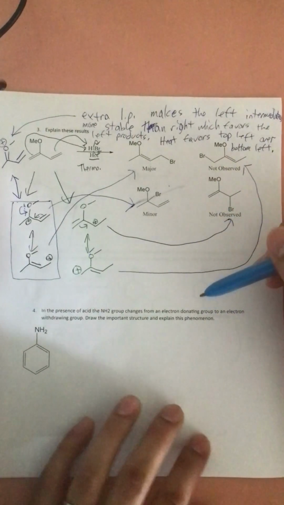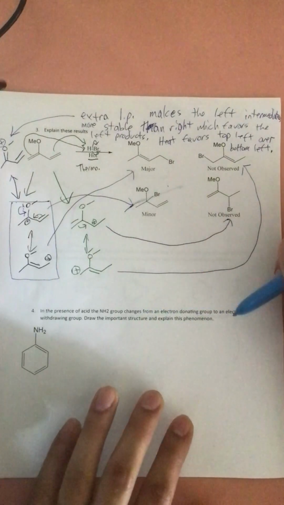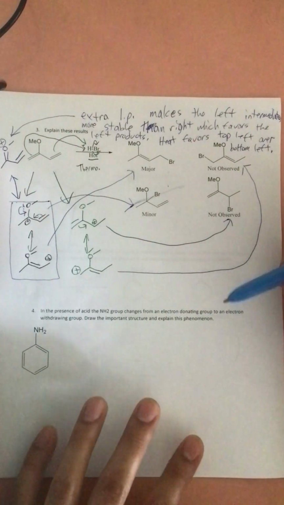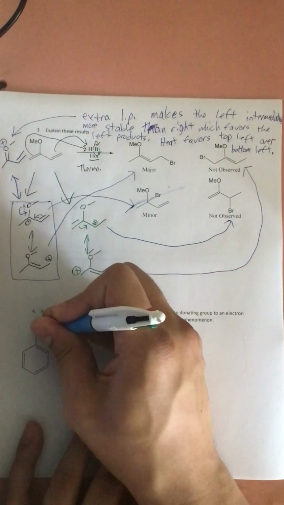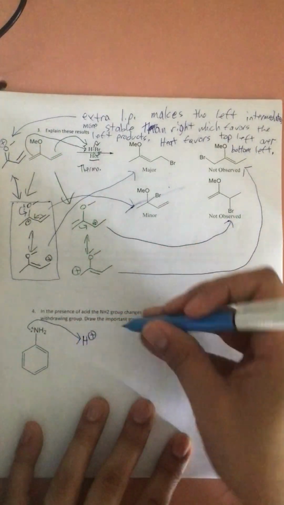So, okay. In the presence of acid, the NH2 group changes from an electron donating group to an electron withdrawing group. Draw the important structure and explain this phenomenon. Okay, so we're in the presence of acid. Okay, we're gonna protonate this nitrogen.